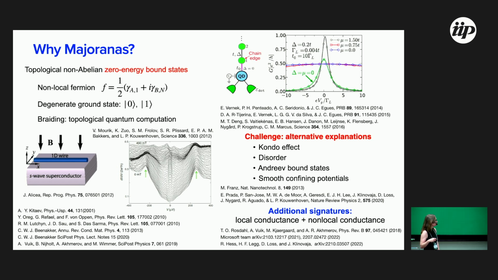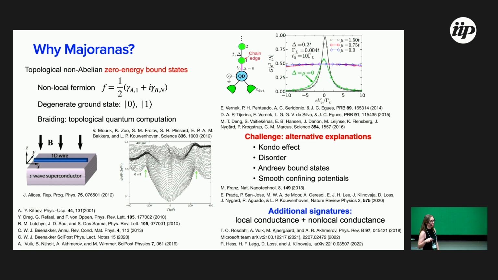This measurement was not conclusive because many other types of phenomena can give rise to a zero bias peak. A bunch of them are here, like the Kondo effect, disorder mainly. So it's the main problem right now. And Andreev bound states, etc. So around this time, we have this work, in which the geometry is a bit different, in which you have the wire, but then you couple a quantum dot to the wire. Here is the Kitaev chain.